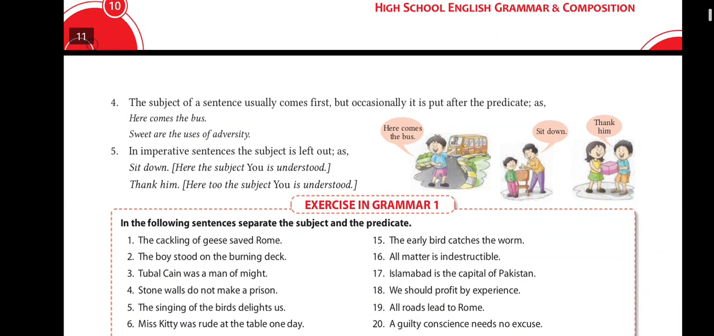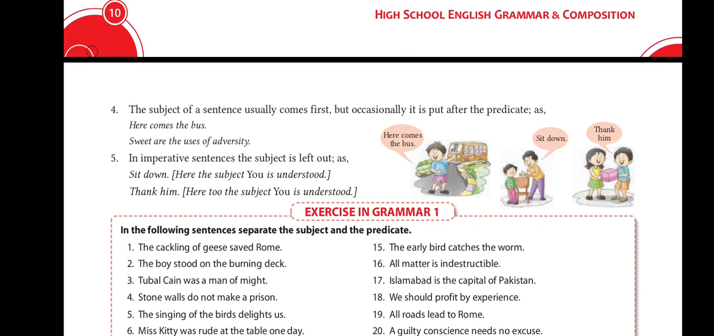The subject of a sentence usually comes first. The subject is present in the first part of the sentence, but occasionally it is put after the predicate. Examples of this type are: Here comes the bus. Sweet are the uses of adversity. In "Here comes the bus," the bus is the subject and "here comes" is the predicate, but the subject is occasionally put after the predicate. Sweet are the uses of adversity.